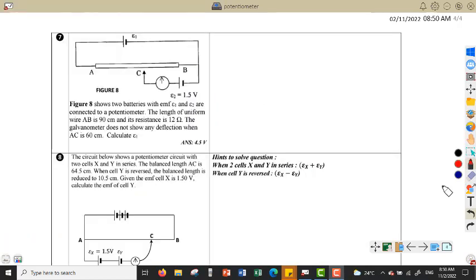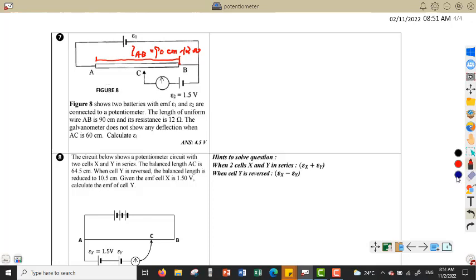Okay, boys and girls, we move on to question 7. We are given figure 8, a potentiometer. We have 2 batteries, E1 and E2, connected. The length of the uniform wire AB is 90 cm. Be careful, this time I give you the whole wire having a length of 90 cm, and its resistance is 12 ohm. The galvanometer does not show any deflection when AC is 60 cm.